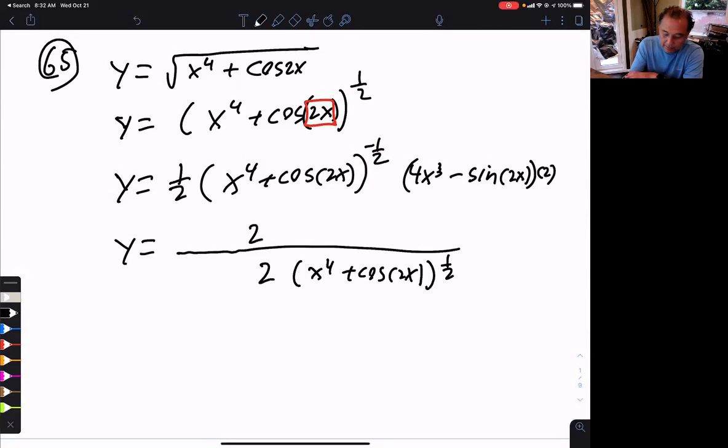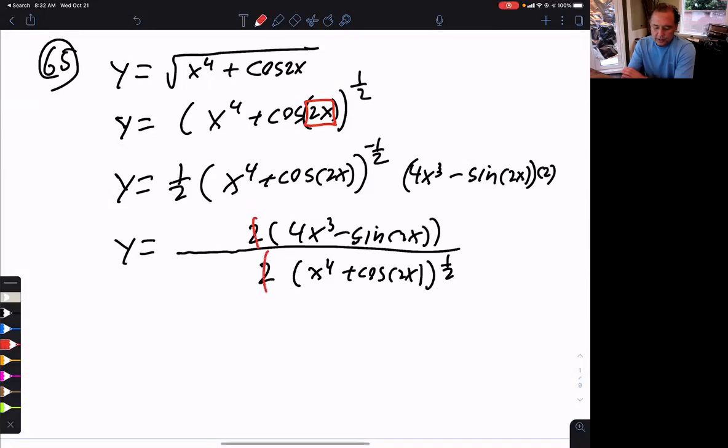I have a 2 on top. That 2 comes from here. And all of that is on top: 4x cubed minus sine of 2x. And these 2's cancel. That should be my final answer. That's number 65.